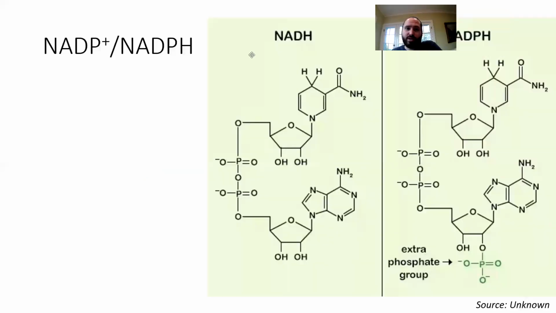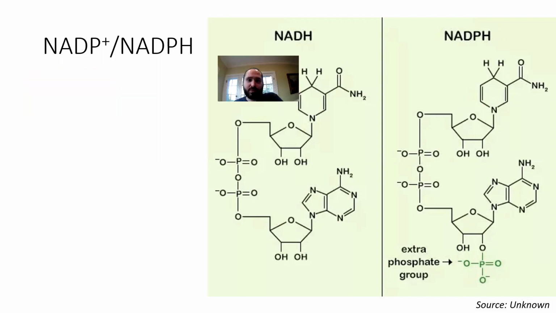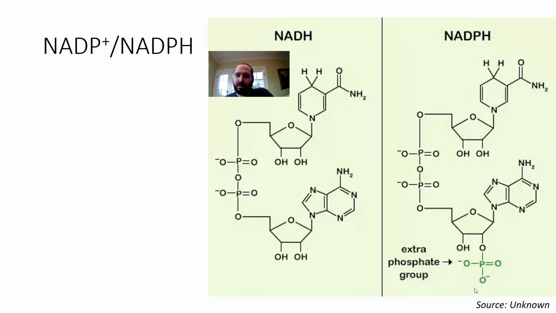So we said NADPH is just NADH with an extra phosphate. So here's our NADH structure, and here's our NADPH structure. And we'll look again at the NADH structure when we go to the electron transport chain. I just wanted to emphasize here, the extra phosphate is really the only difference between these two.